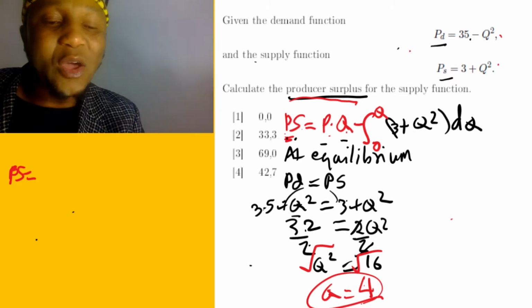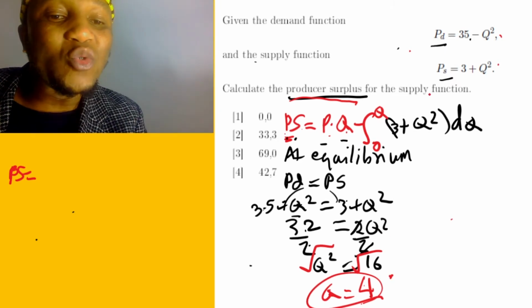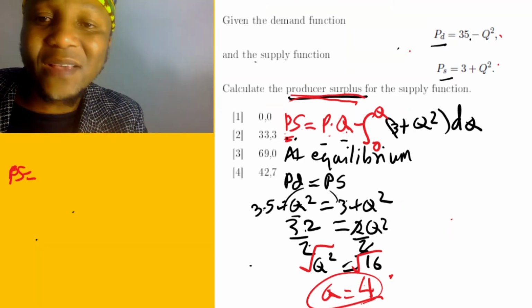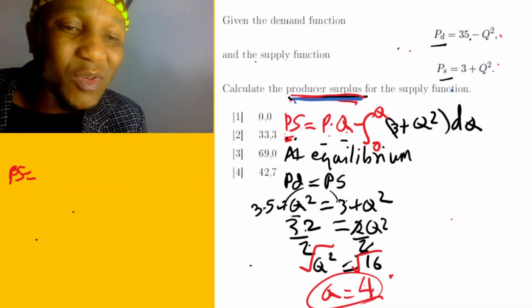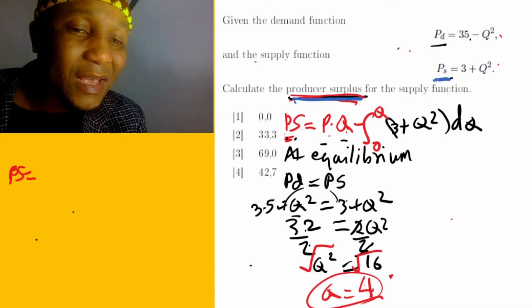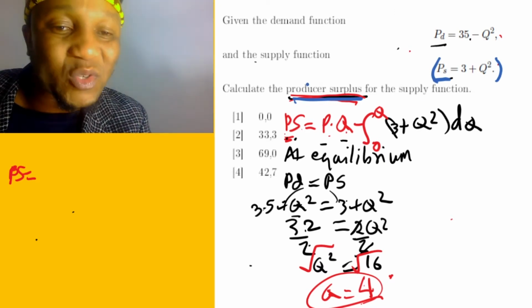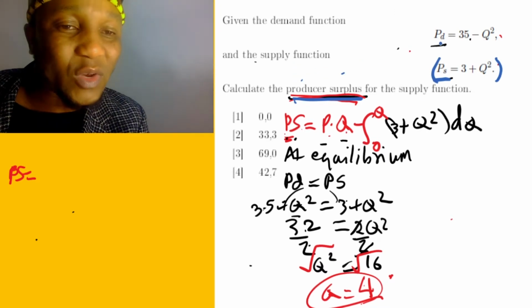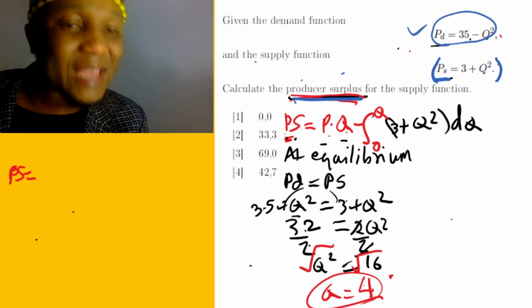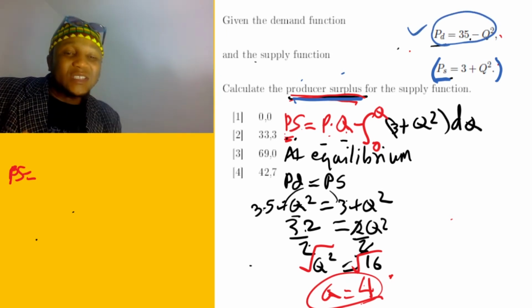How are we going to get price? We're going to take this 4 and substitute. Remember, this is a producer surplus. So if this is a producer surplus, means you're going to substitute in the supply function. But if it was consumer surplus, we were going to use the demand function. But for now, it's a producer surplus.